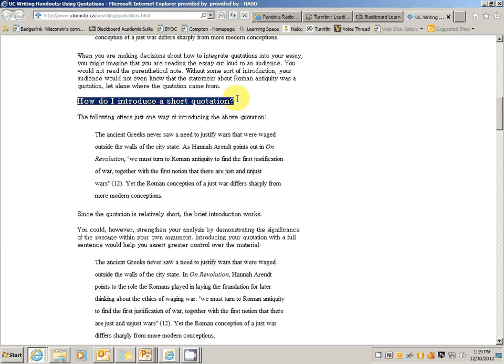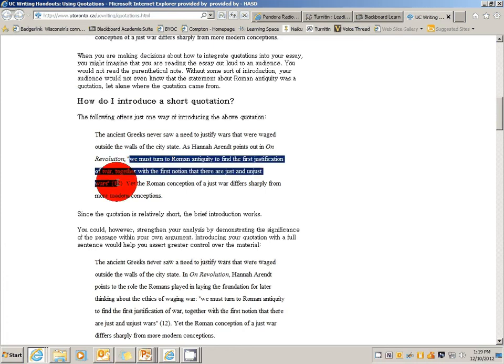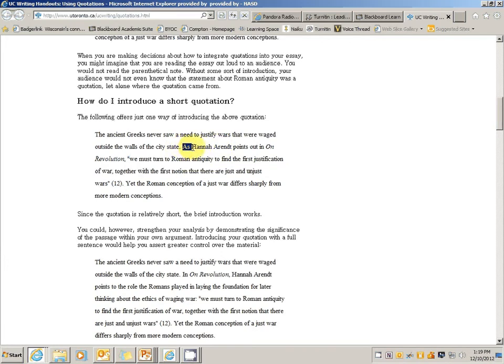So you should have some short direct quotes, at least 2 within your paper. So they're using the example of Hannah Arendt, who's a philosopher, and they're using a direct quote from her, which is right here. And you'll see that they have, the ancient Greeks never really saw a need to justify wars that were waged outside the walls of the city-state. Now they're going to have their evidence, as Hannah Arendt points out in On Revolution, and then they have the direct quote. The introduction to the quote is right here, as Hannah Arendt points out in On Revolution. So it just introduces who is giving the quote.